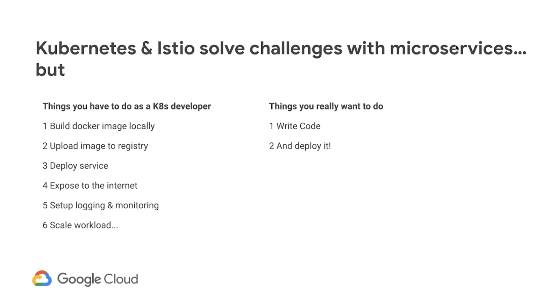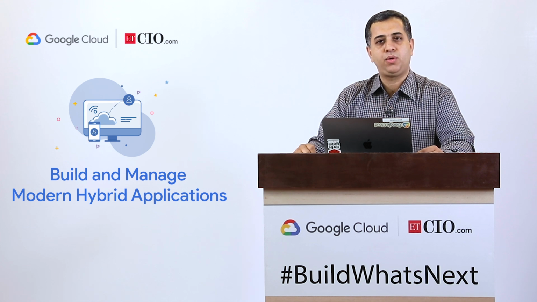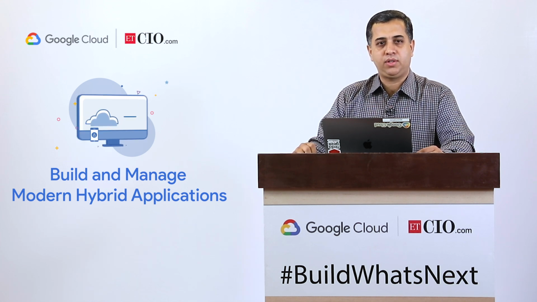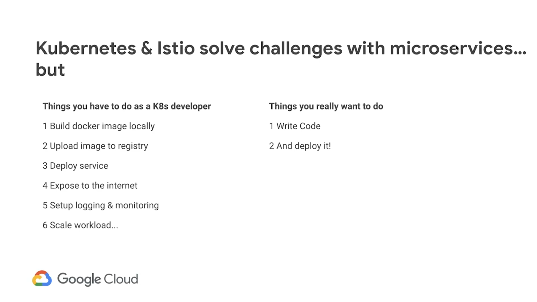With Kubernetes and Istio, soon a lot of challenges regarding microservices, managing them, securing them, and handling them were gone, but developers were still left with challenges around deployment. They would need to create containers for their code. They would need to export those containers onto a container registry. Then they would need to create or deploy a service, expose that service to the internet, set up logging, as well as scale the workloads. But again, as we stated earlier, all they wanted to do was to write code and deploy it, and nothing else.